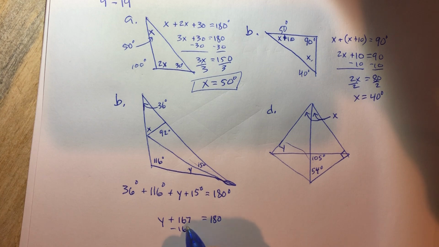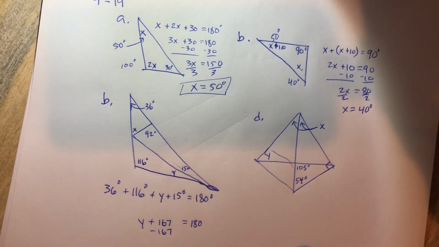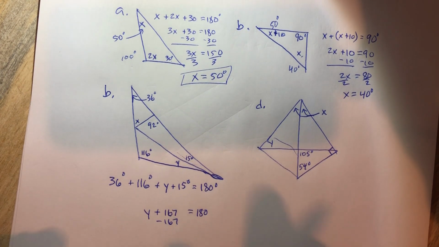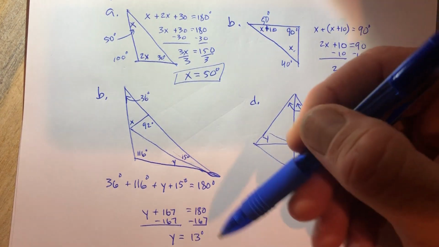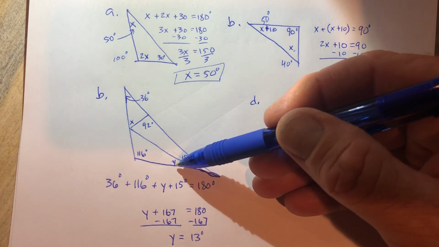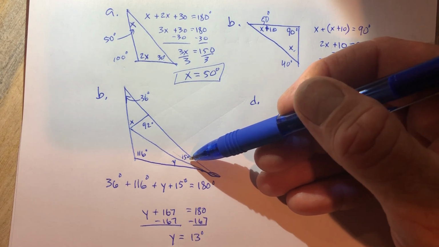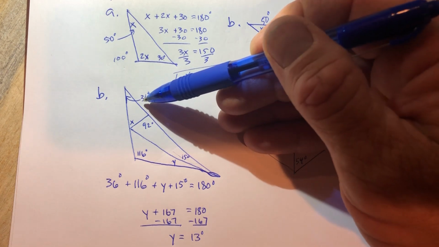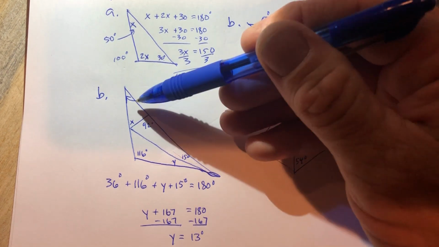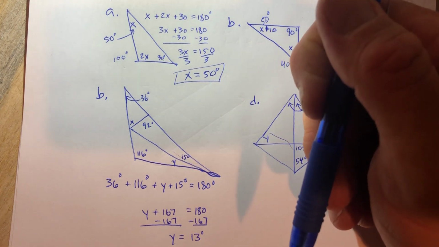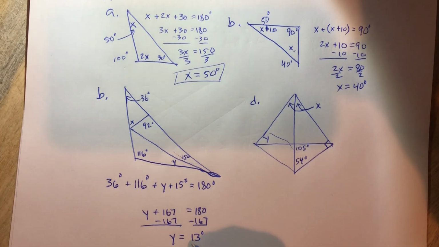Take away 167, and we'll get y is equal to 13 degrees. You might want to just double check that all of that adds up. So we put a 13 here. 13 plus 15 gives us 28, plus 36 is going to give us 64. Add that to 116, comes out to 180. So that works out. So y is 13 degrees.